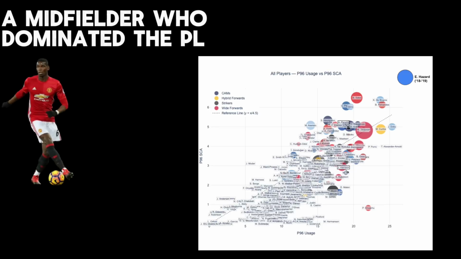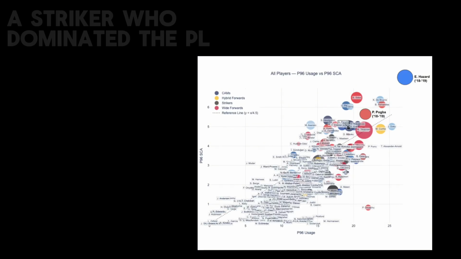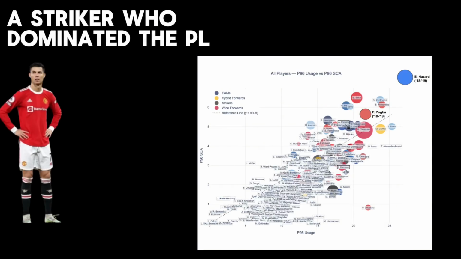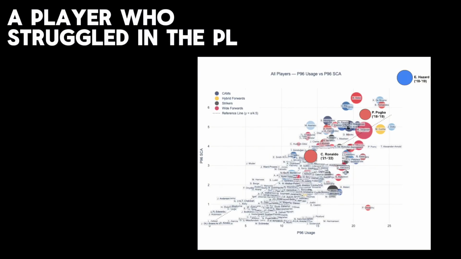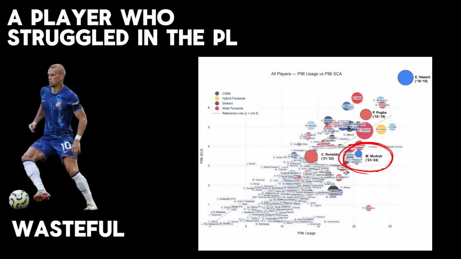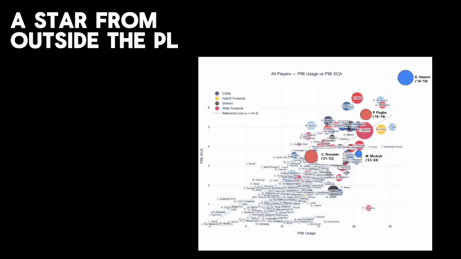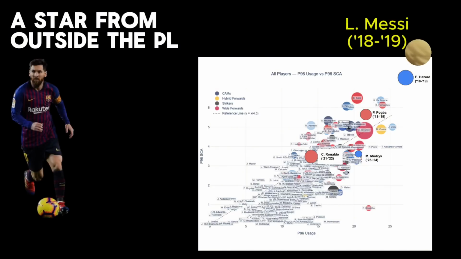Here's an example of a central midfielder. This is Paul Pogba from that same season. Now what about a striker? Here's Cristiano Ronaldo from the year he rejoined Manchester United in 2021. What about a player who didn't do so well? Here's Mykhailo Mudryk from 2023 under Mauricio Pochettino. Now let's see some players from outside the Premier League. Here's Lionel Messi. We'll come back to him later.